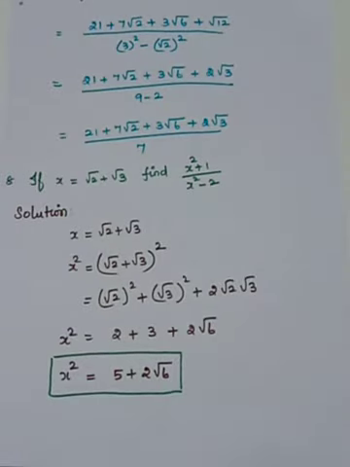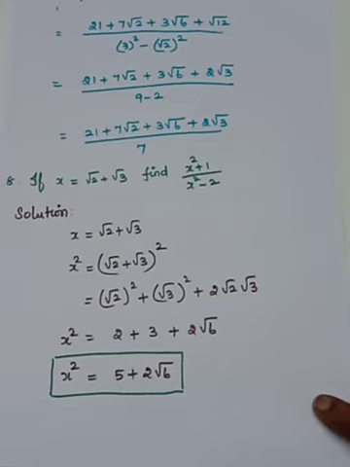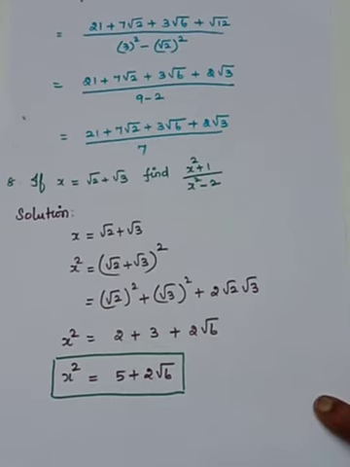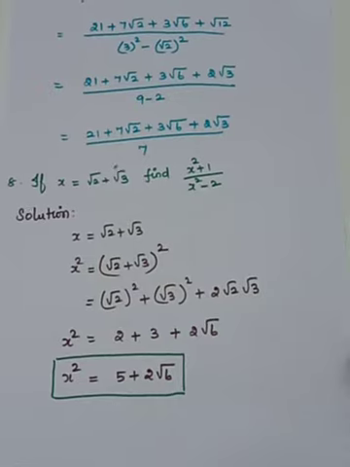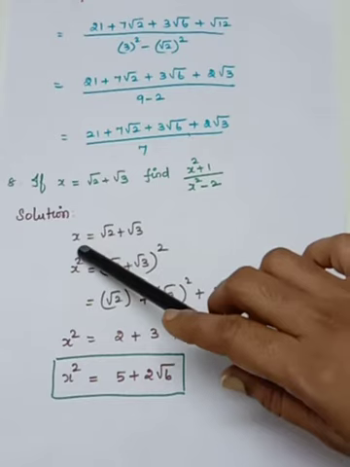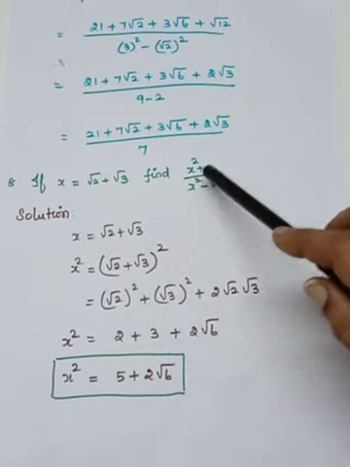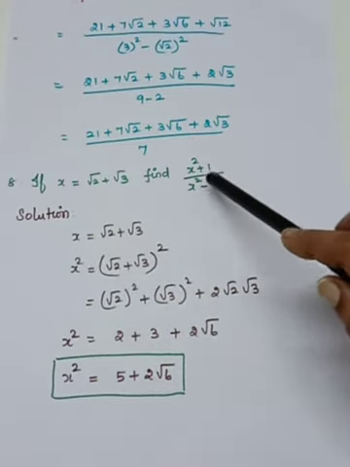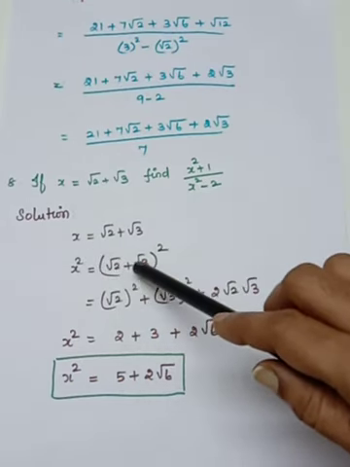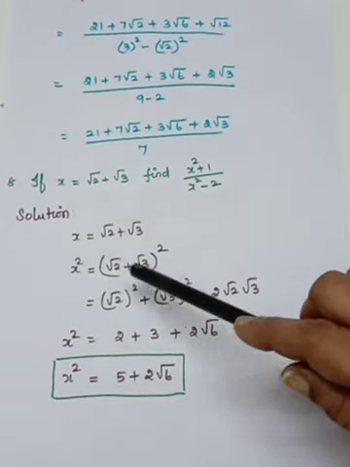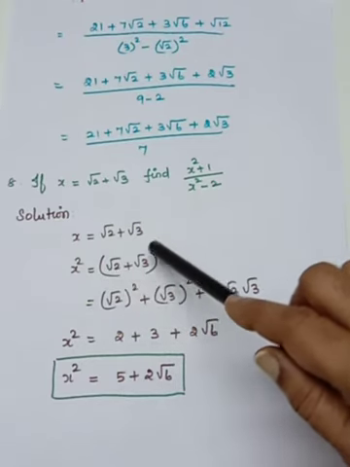Okay. So come to problem number 8. If x is equal to root 2 plus root 3, find x squared plus 1 divided by x squared minus 2. See now, what is given? x is root 2 plus root 3. What is needed? x squared is needed. So squaring on both sides. So it is in the form of a plus b the whole squared. So it is a squared. What is root 2 the whole squared?